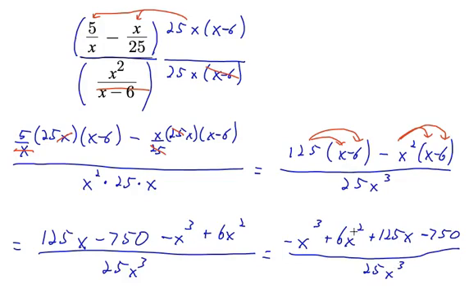Turned out we didn't have any like terms, and we noticed that none of the factors of the denominator could possibly be factors of every term in the numerator, so we don't need to simplify this any further.